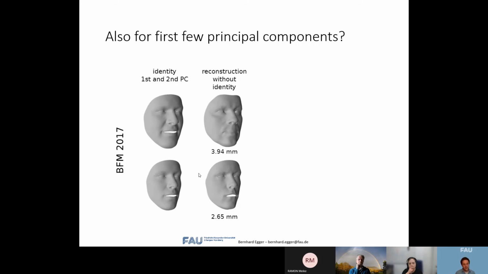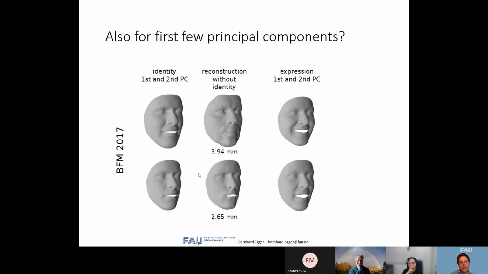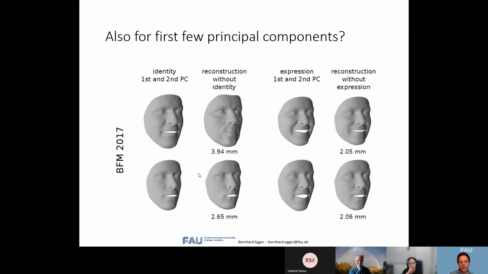And what you can see is that in the first principal component, the reconstruction is not quite as good, but in the second principal component, we are already getting much closer. And we did the same for the expression model and tried to recover it with the identity model. And there we visually see only a very small difference.